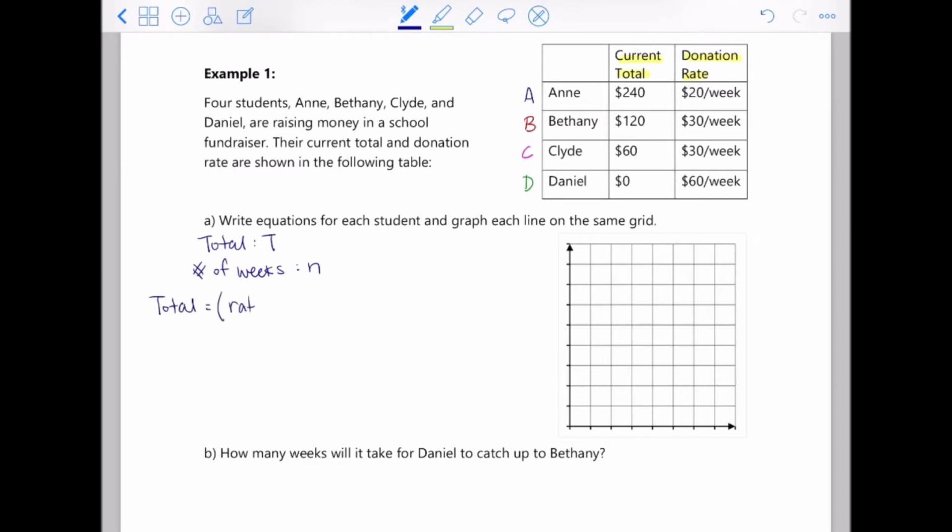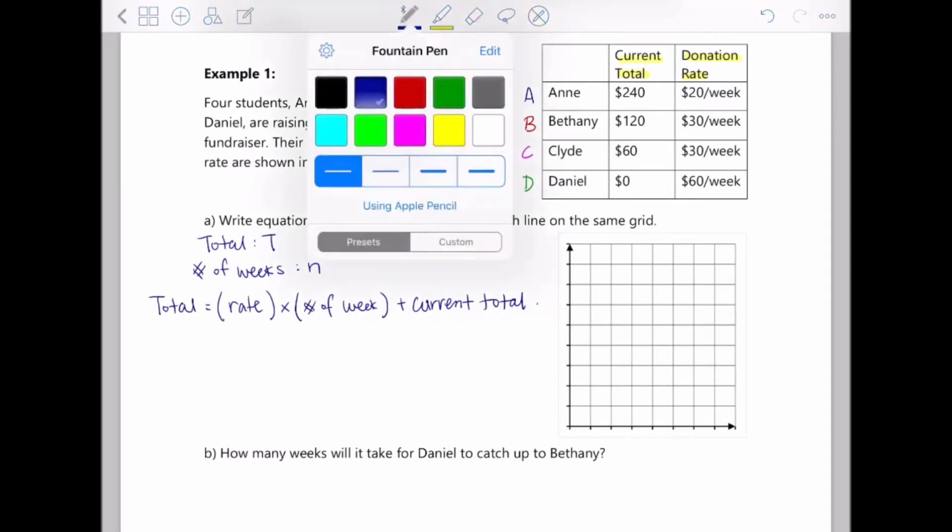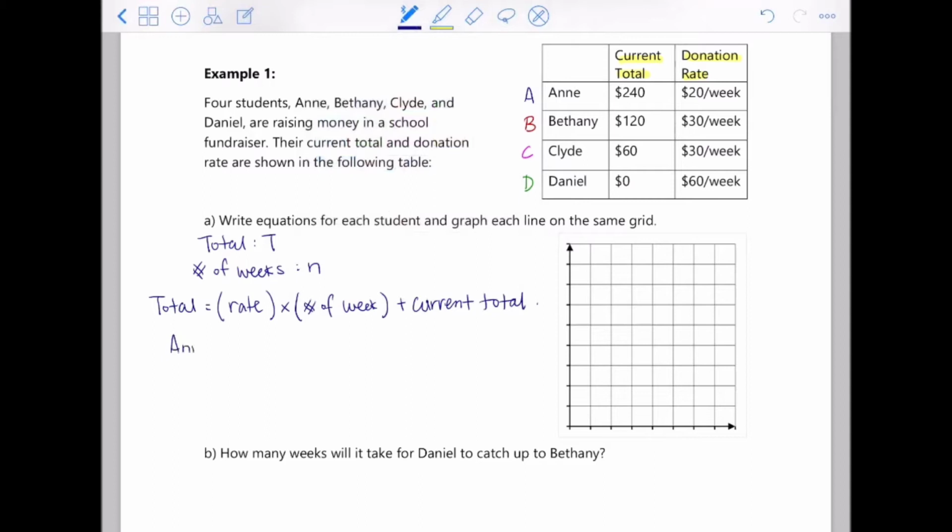All right, so we can say that the total amount would equal the donation rate times number of weeks. And then we add where we're starting at. So we started at the current total. I wrote this in words so I can understand where this equation is coming from. So using this, for Anne, total equals rate is $20 a week times number of weeks plus current total is 240.